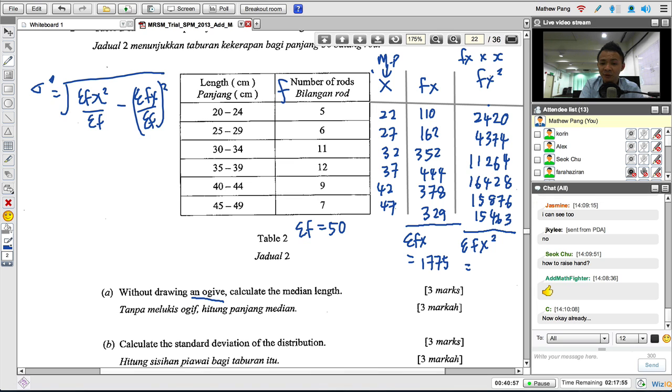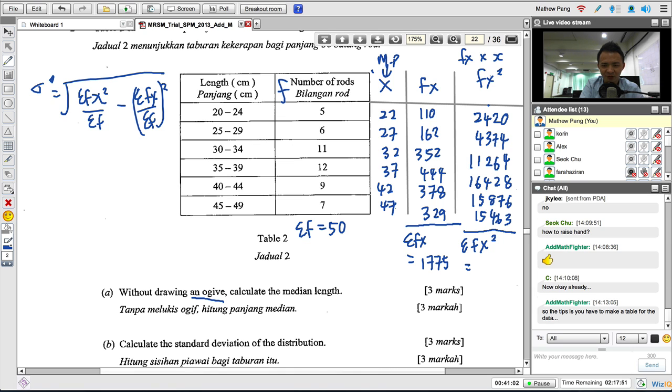2420 plus 4374 plus 11264 plus 16428 plus 15876 plus 15463. Alright, so my answer here will be 65825. Yes. So the tip is you have to make a table for that. Yes. For standard deviation or variance, if this is grouped data, please make a table for it.